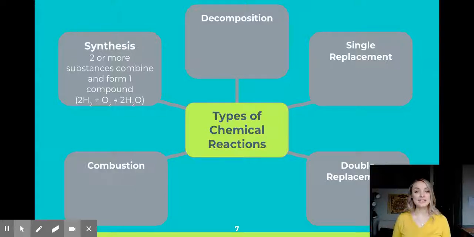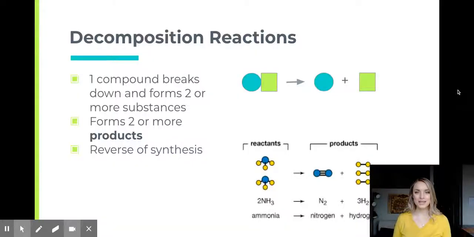Now let's take a look at decomposition. Decomposition reactions are pretty much the opposite of a synthesis reaction. It's when we start with one compound and it breaks down to form 2 or more different substances. So again, just like right here, we start with one compound. It's made up of multiple different types of atoms or molecules, and it breaks down into other compounds. We always form at least 2 products with a decomposition. We can start with multiple, but we always form at least 2 products.